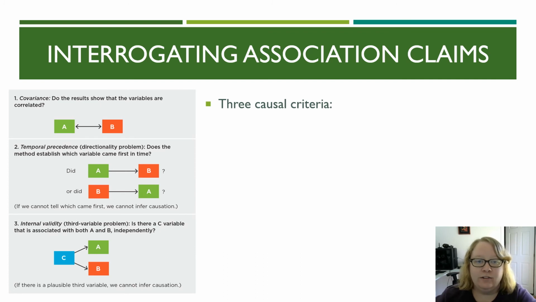All right, now here's why correlation does not imply causation. If we look at our three causal criteria, covariance, temporal precedence, internal validity, we talked about these last week in the experimental design module. These cannot all be met with association claims. Let's take them one at a time.